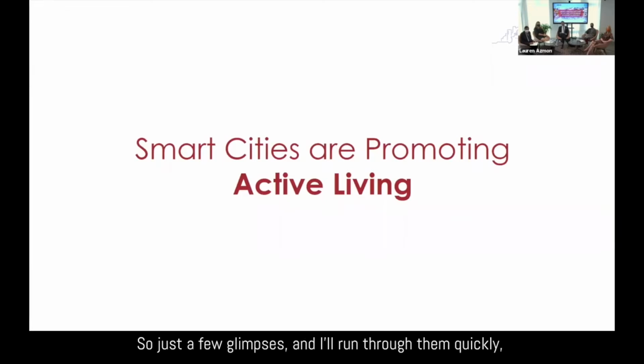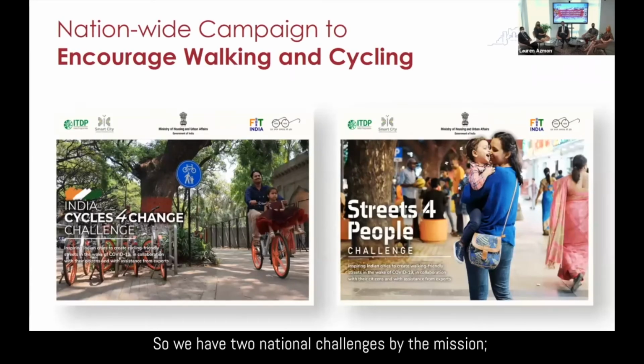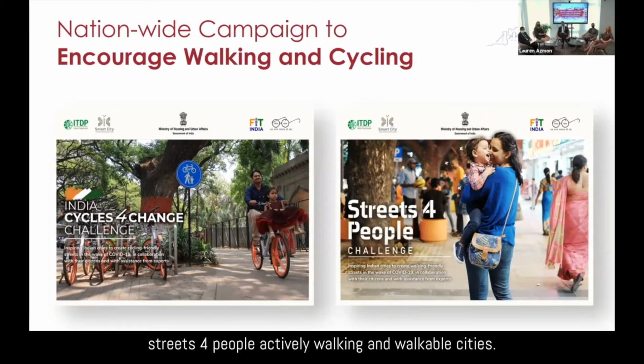So a few glimpses that I'll run through quickly. Active living in our smart cities. In fact, so please go to the next slide. Keep going quickly. So we have two national challenges as part of the mission. One is the Cycles for Change, promoting cycling across the country, and there's Streets for People, where active living, walking, and walkable cities, and building streets for people are being developed across the rest of the country. So next, please.